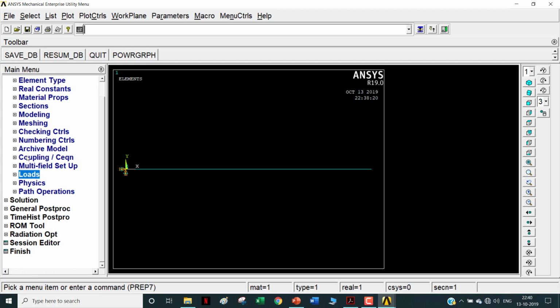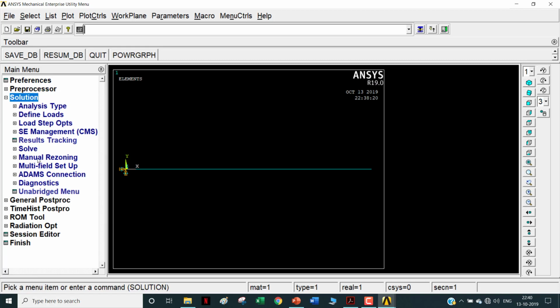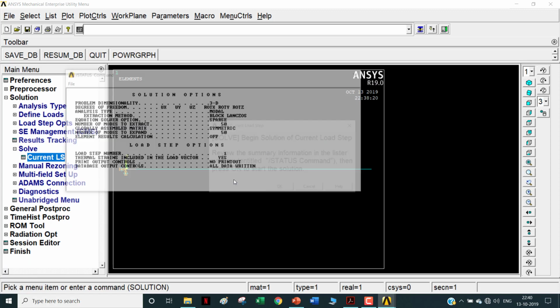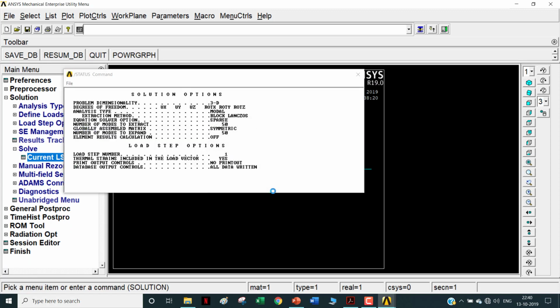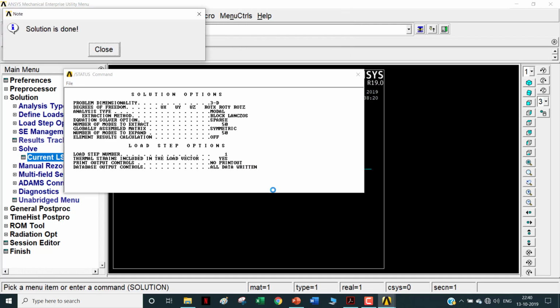In modal analysis, you only have to draw the problem and define the corresponding boundary conditions, whether it is fixed, hinged, or free, and on which end. Similar boundary conditions have to be given, and you directly solve the problem without giving any force values, right? So I directly solve the problem: solution, solve current LS, and I'll click on OK. Right, the solution is done.